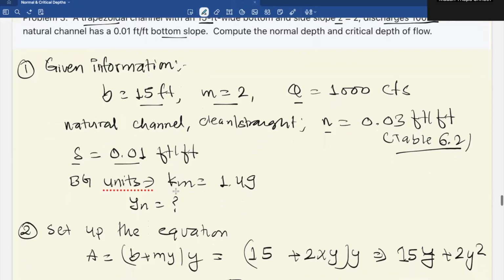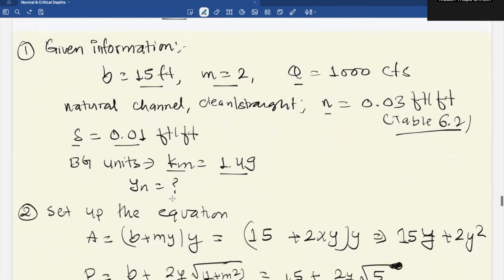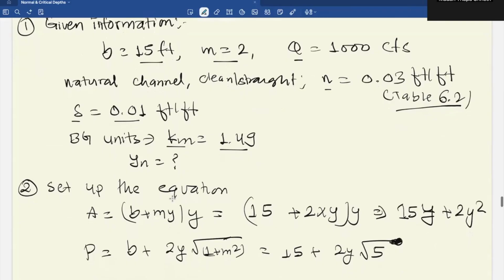And since it is the BG system, we need to take care about units. So km will be equal to 1.49. Since we don't know the normal depth here as well, like the previous question, we will be using successive iteration, testing the value of different yn and computing the LHS versus RHS until getting an equal or approximate value for yn.